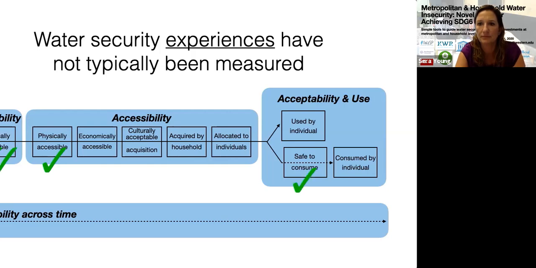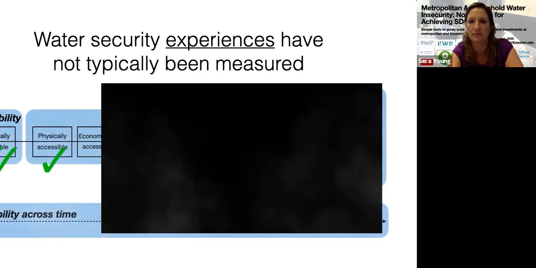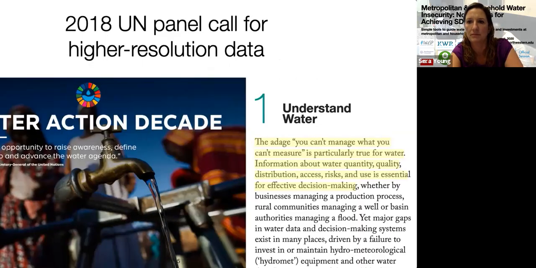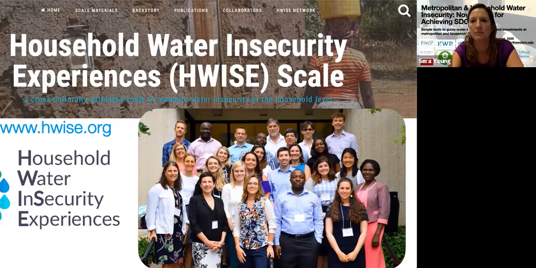There are lots of ways of measuring chemical and microbiological contaminants of water, but when we look at the sort of access and use domains, those are hard to measure. We're left with a big black box. The UN has recognized that there's a big need for higher resolution data. They talk about how you can't manage what you can't measure in the Water Action Decade Report. Major gaps exist. I therefore pulled together this consortium of scholars across many disciplines and across many continents.